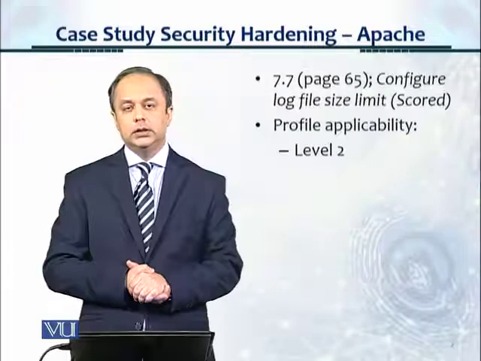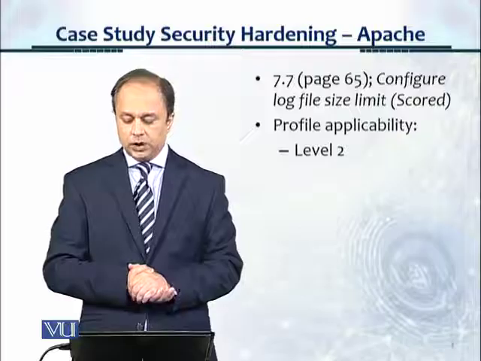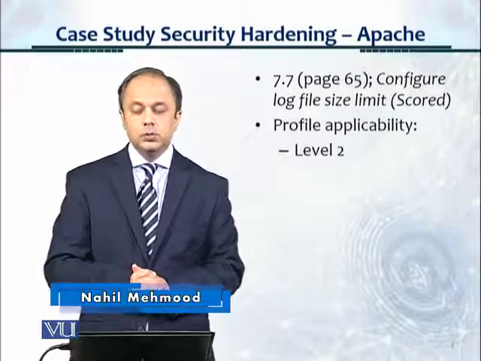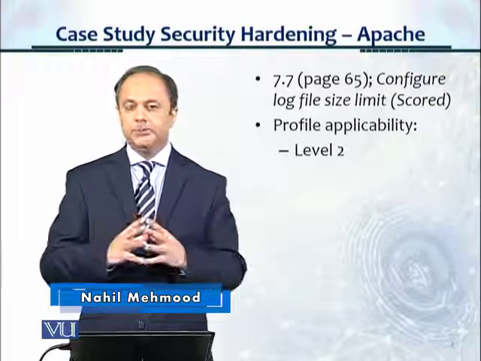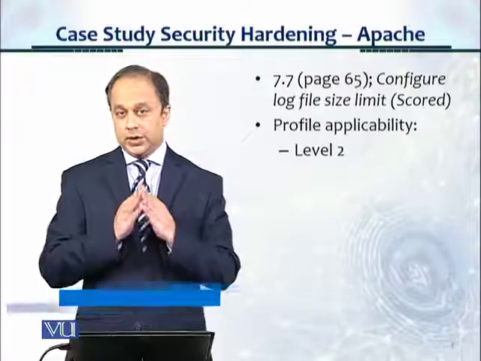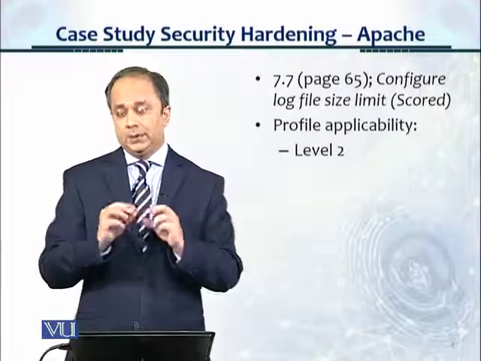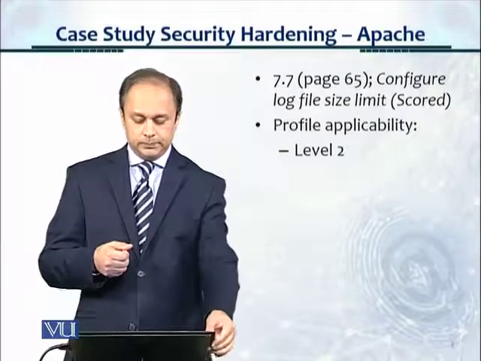And the control number is 7.7 from page 65. It says configure log file size limit. It's scored. And this is a level 2 control. It's not level 1. Level 1 was a lighter one. Level 2 is more serious and requires more preparation, and you have to be careful while implementing the level 2 controls because they're more intensive security controls.